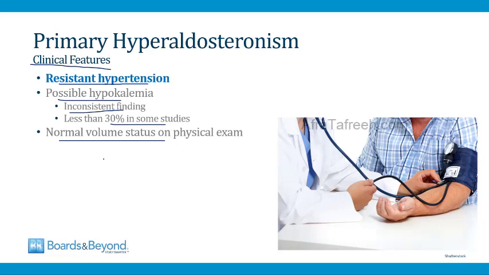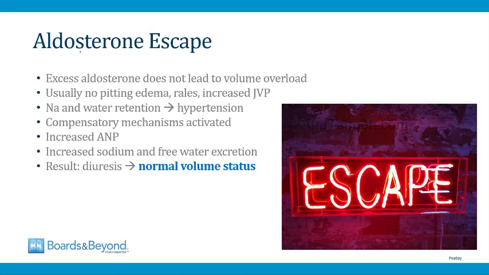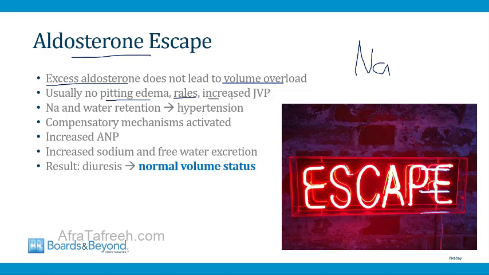And the reason they have a normal volume status on physical exam is because of a phenomenon known as aldosterone escape. Aldosterone escape refers to the fact that excess aldosterone does not lead to volume overload. You might think that because aldosterone causes the reabsorption of sodium and water, that patients would be swollen when they have hyperaldosteronism, but they don't, and that's because of aldosterone escape. Usually patients with hyperaldosteronism do not have pitting edema or rales or increased jugular venous pressure. The only evidence they have clinically of sodium and water retention is hypertension.